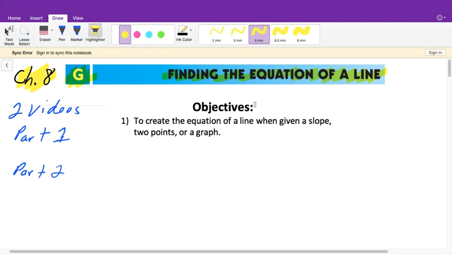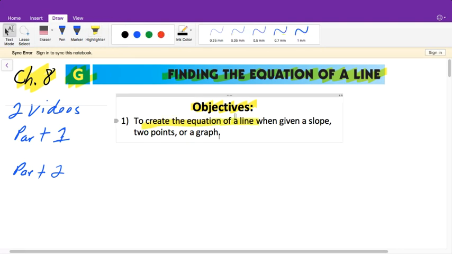All right, so our objective for this video is to create the equation of a line when we're given a slope, 2 points, or a graph, or any combination of these. It might be a slope and 1 point, but you're going to be given some information, slope, graphs, y-intercepts, points, and you're going to have to come up with what that equation was.